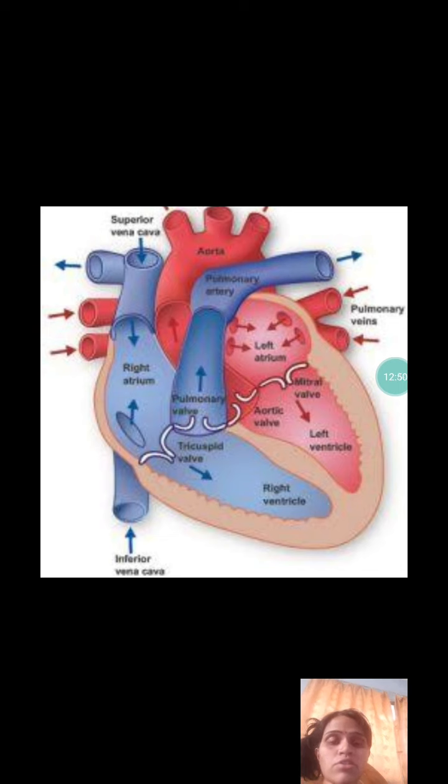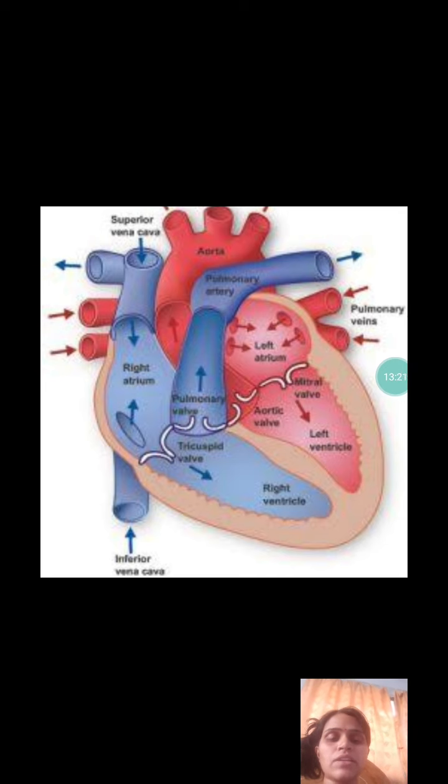And after being oxygenated, the blood returns back to the left atrium through the pulmonary vein. Okay, it is the only vein which carries oxygenated blood from the lungs to the left atrium. When the oxygenated blood reaches the left atrium, it exerts pressure, and due to this pressure the mitral valve, or bicuspid valve, opens and the oxygenated blood comes to the left ventricle.